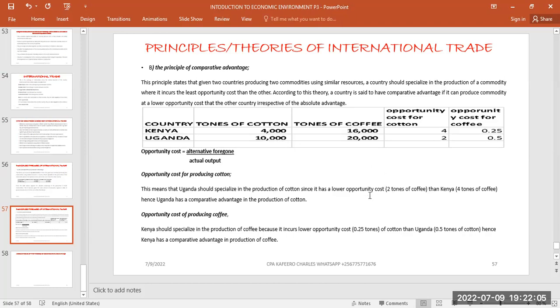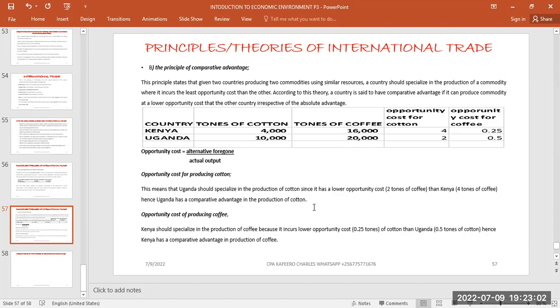So now we look at the decision. This means that Uganda should specialize in production of cotton since it has a lower opportunity cost of 2 tons of coffee than Kenya, which has 4 tons of coffee. This 4 you are seeing is 4 tons of coffee that we foregone in order to produce this. Then what this theory assumes is that we take the item that has the least opportunity cost, and this one has the lower, which is 2. So Uganda should specialize in production of cotton and forego coffee.